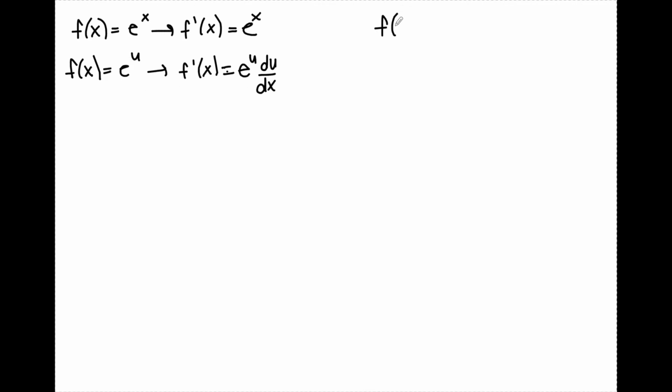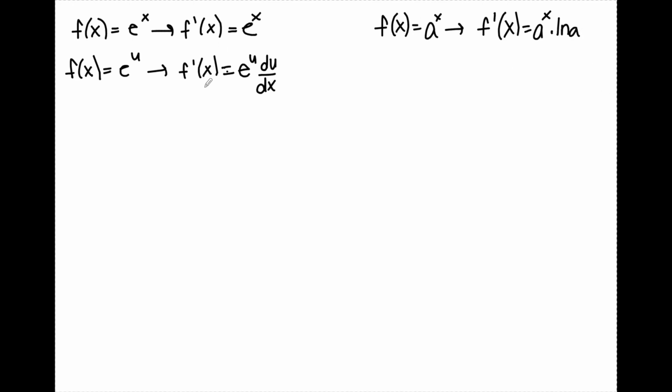What we're going to look at now is when the base is any number. And we're going to let that number be a. So this could be 2 to the x, 3 to the x, 4 to the x, pi to the x, any number to the x. The derivative of any number to the x is going to be a to the x times ln of a.